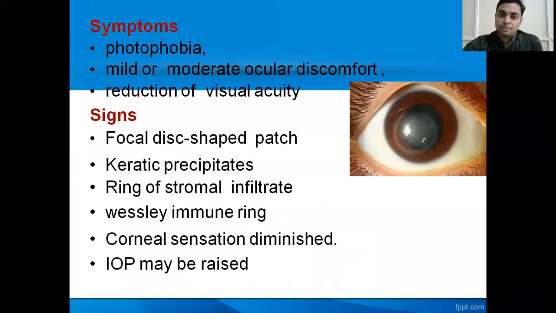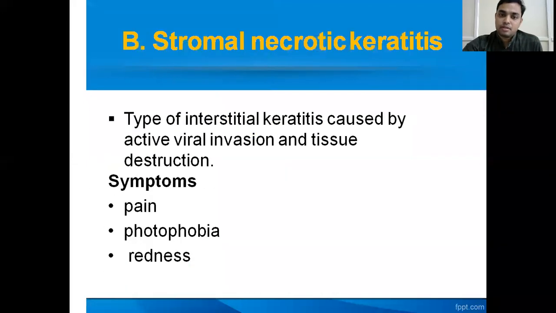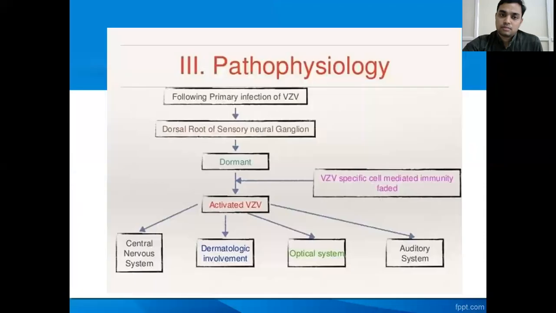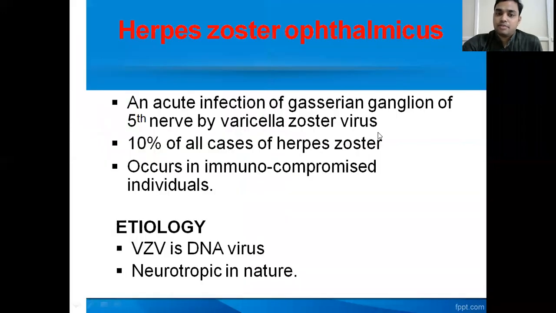So I will start with the herpes zoster virus infection. Herpes zoster ophthalmicus is an infection of the gasserian ganglion of the fifth nerve caused by varicella zoster virus. It occurs mainly in immunocompromised states, and 10% of these cases have eye involvement. Varicella zoster virus is a DNA virus. It is neurotropic in nature, that is, it damages the nerves.